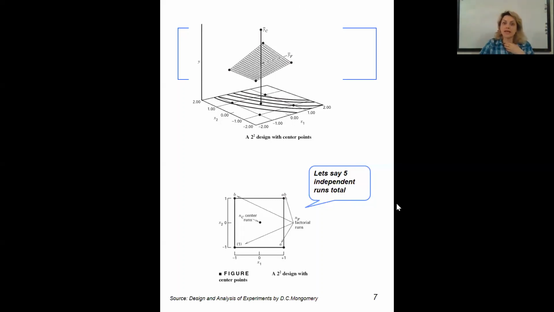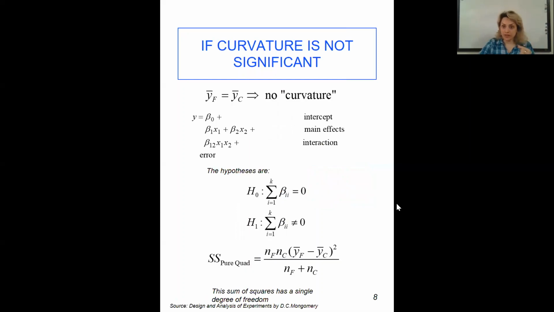So we would say if curvature is not significant, it's almost 0, the average of the factorial runs that we have on the corners is going to be equal to the average of the center points, the replication that we have at the center point. And most of the time in industrial applications, we have between 3 to 5 replications at the center points. So there is no curvature.